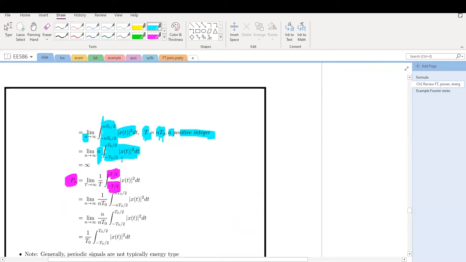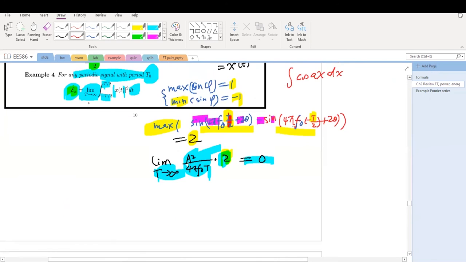What is this? Because you take a one-period integral of the magnitude squared, it is always positive, and this term is always positive. And then you multiply by n, and let n go to infinity. Of course, this quantity goes to infinity. So therefore, we can see the energy content in any periodic signal is infinity. Any periodic signal is not an energy type signal.